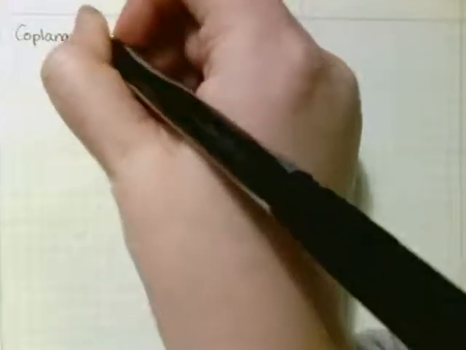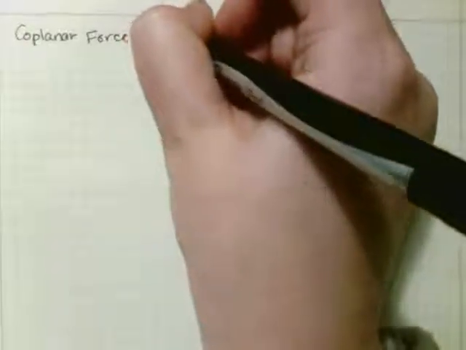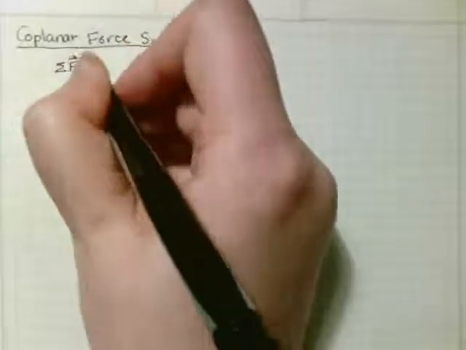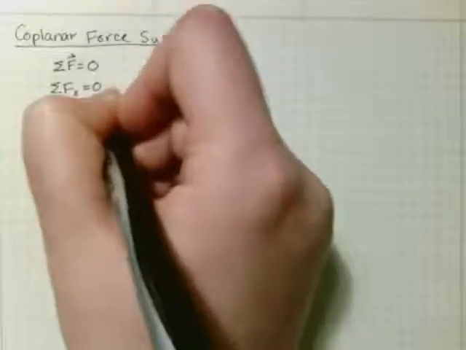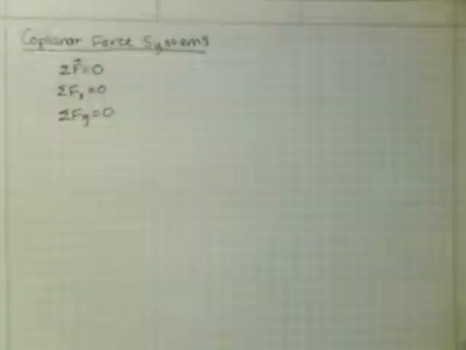So after we have our free body diagram, then we're going to use our coplanar force systems. That means only two directions. So the sum of the forces is equal to 0, and so the sum of the forces in the x direction is equal to 0, and the sum of the forces in the y direction is equal to 0.